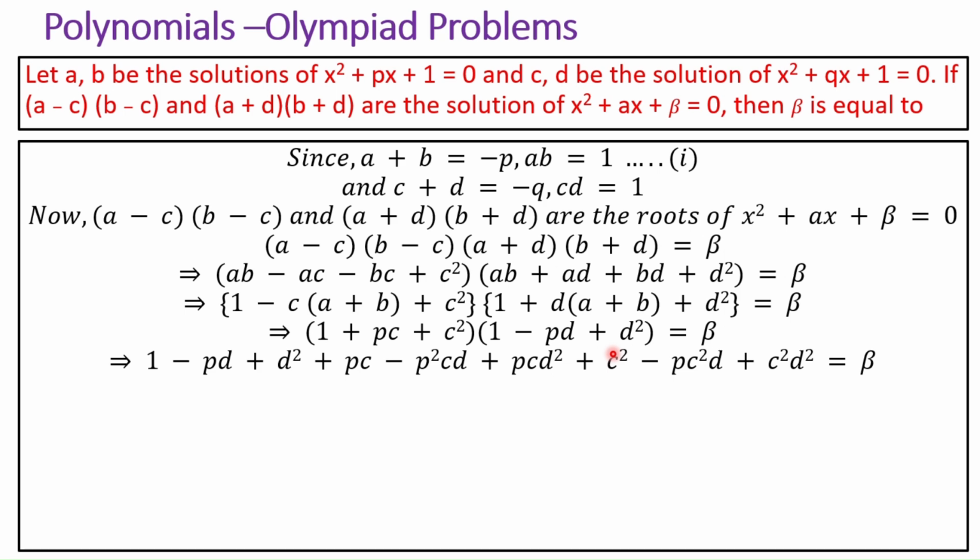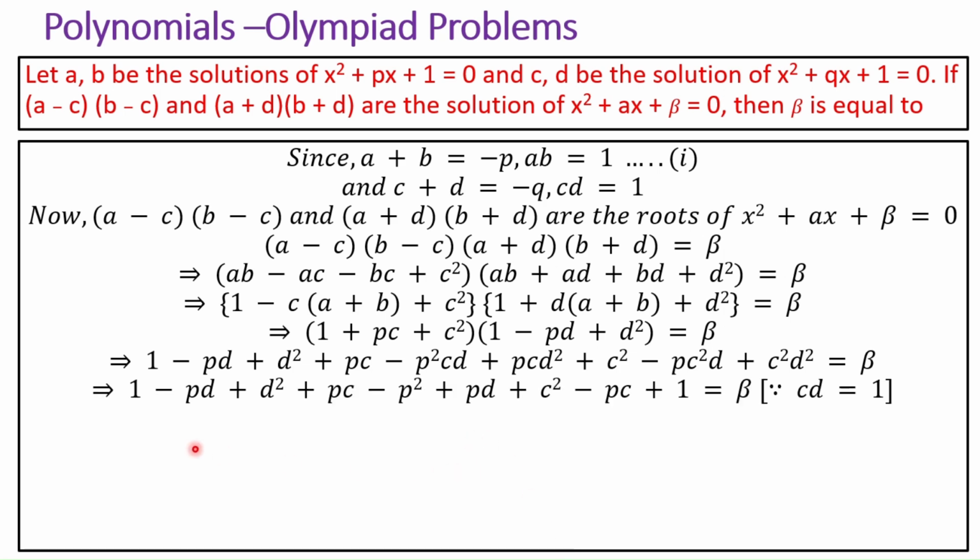Then you multiply both of them, and you will get this expanded expression here. We need to just substitute the values, keep on substituting the values at the appropriate place. Since cd equal to 1, I removed all the cd terms. So you will get only pd. And c square d square is also 1. Here cd will go, so pc only will remain. Now the final expression I will get, after simplification, is 2 plus d square plus c square minus p square equal to beta.